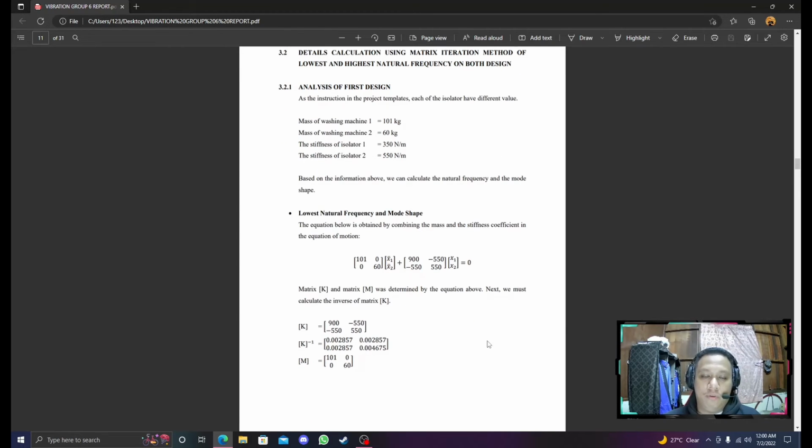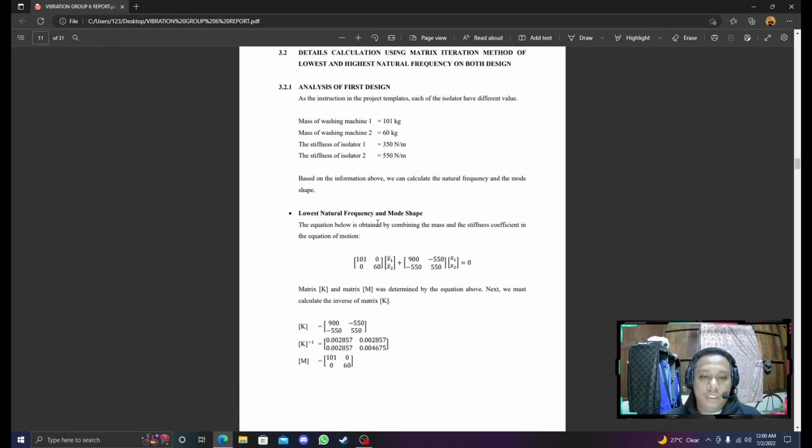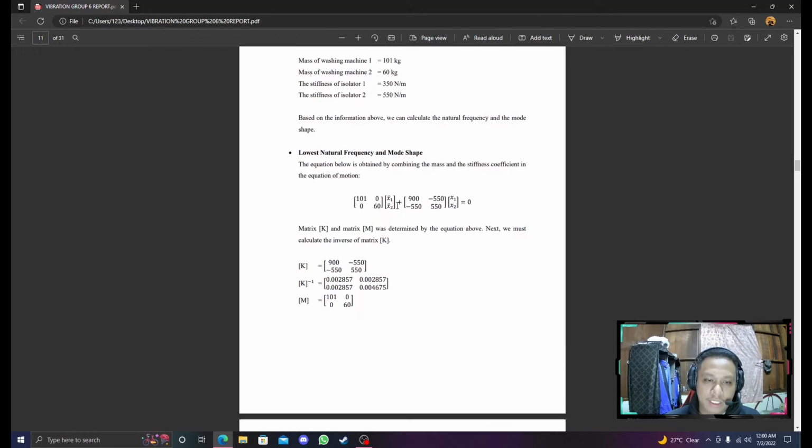Based on the information above, we can calculate the natural frequency and the mode shape. Lowest natural frequency and mode shape. What is the lowest natural frequency and mode shape? The equation below is obtained by combining the mass and the stiffness coefficient in the equation of motion. As you can see, this is the equation. Matrix K and matrix M were determined by the equation above.